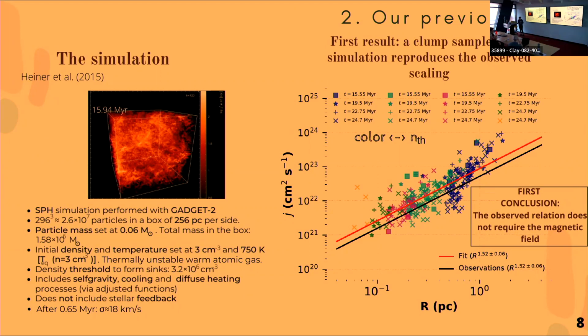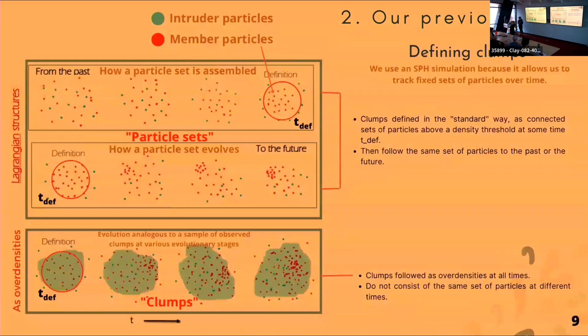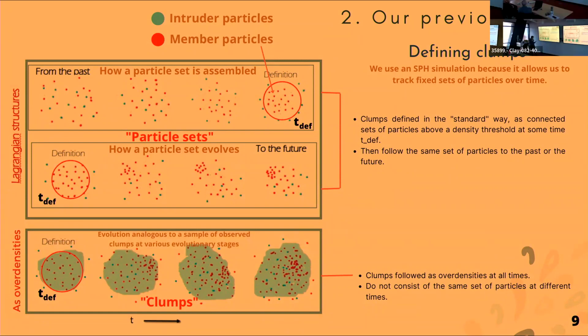But this is at fixed times. If we want to know how the angular momentum evolves, then we need to track in time some of these clumps. And to do that, we use two approaches. The first one, we track clumps as Lagrangian structures, which means that we always follow the same set of particles. So we apply our clump finding algorithm and then track the particles from the past into the future using their ID.